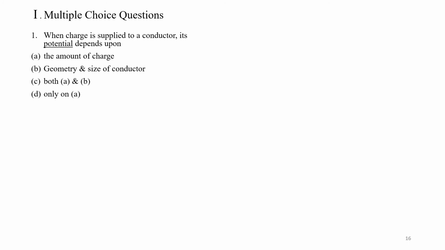Multiple choice questions. When charge is supplied to a conductor, its potential depends on. See, now we are taking multiple choice. There are 4 options given. You have to choose the correct one. Option A, amount of charge. Option B, geometry and size of the conductor. And option C, both A and B. The answer is C.